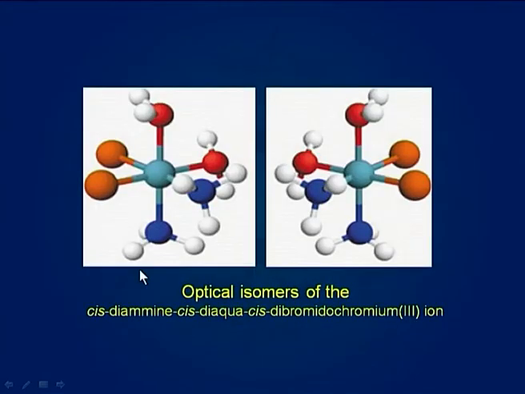Stereo images of these 2 complexes appear in this figure. Here also you can see that these two images are non-superimposable to each other. Therefore, it can be said that cis diammine, cis diaqua, cis dibromido chromium 3 ion has optically active isomers.